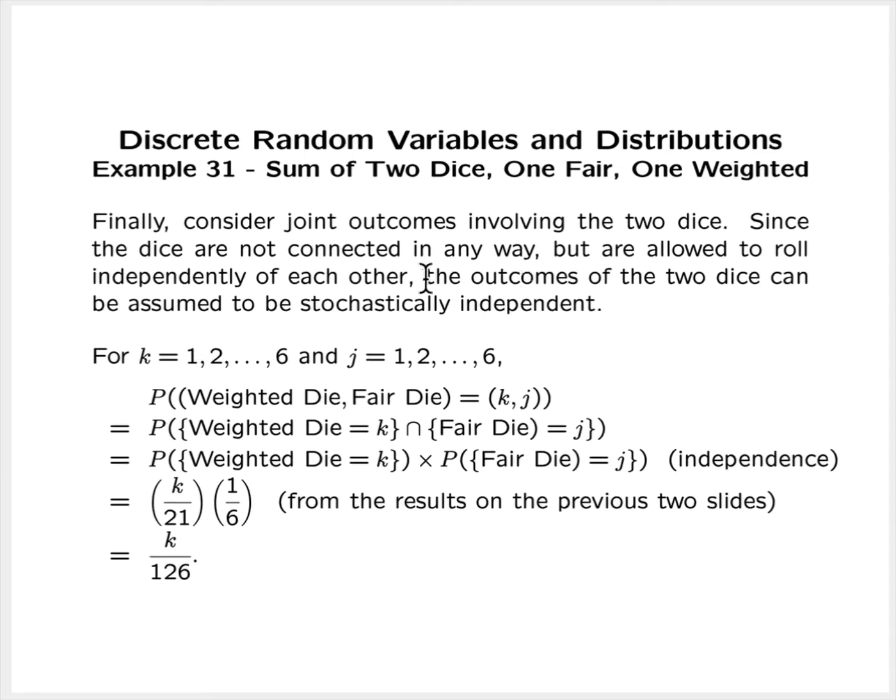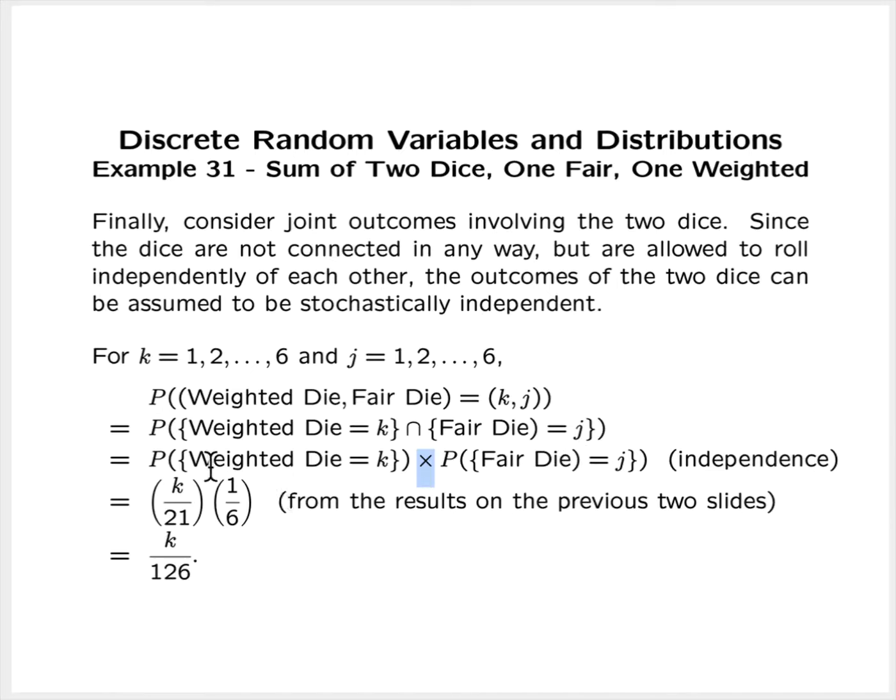And again, it's reasonable to assume that the results of the two dice are independent because they're not connected in any way. So the probability of this joint event, and again, it's a joint event because we have intersect here between these two events, by independence, this is equal to the probability that the weighted die is equal to k times the probability that the fair die is equal to j. So we've decomposed this probability of a joint event as the product of the probabilities of the individual events involving the individual dice.